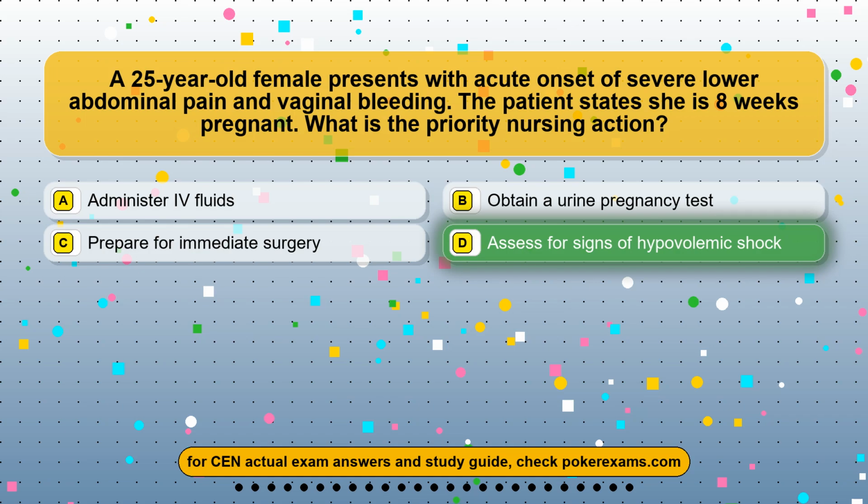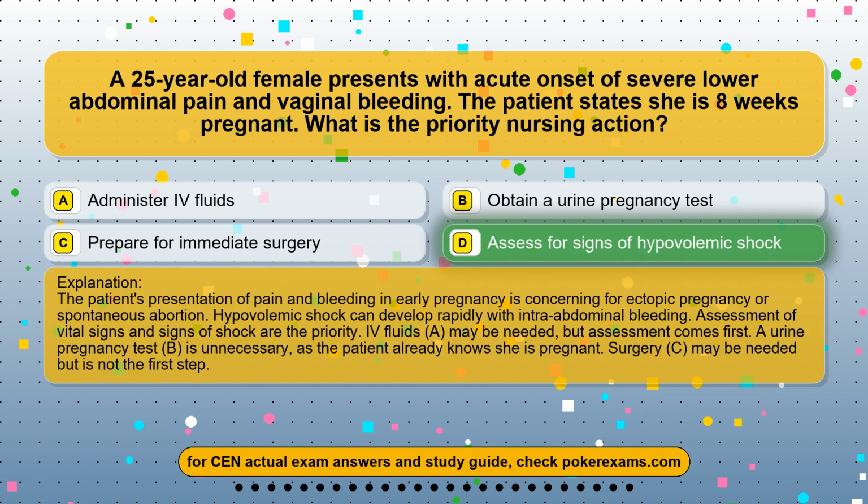The correct answer is option D. Assess for signs of hypovolemic shock. The patient's presentation of pain and bleeding in early pregnancy is concerning for ectopic pregnancy or spontaneous abortion. Hypovolemic shock can develop rapidly with intra-abdominal bleeding. Assessment of vital signs and signs of shock are the priority. IV fluids, A, may be needed, but assessment comes first. A urine pregnancy test, B, is unnecessary, as the patient already knows she is pregnant. Surgery, C, may be needed but is not the first step.